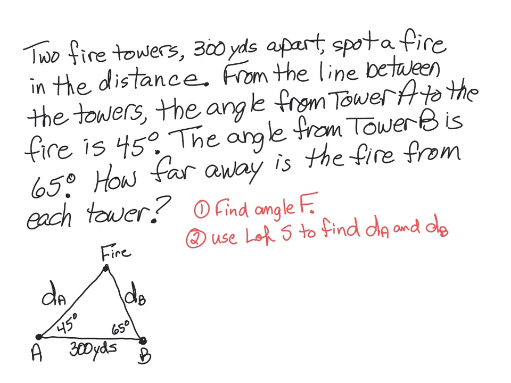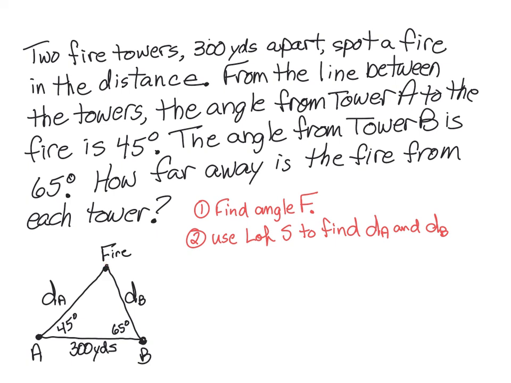All right, last example. Two fire towers, 300 yards apart, spot a fire. They both see the same fire. From the line that connects the two towers, the fire is 45 degrees from Tower A and 65 degrees from Tower B. Now they can figure out how far away the fire is from each tower.